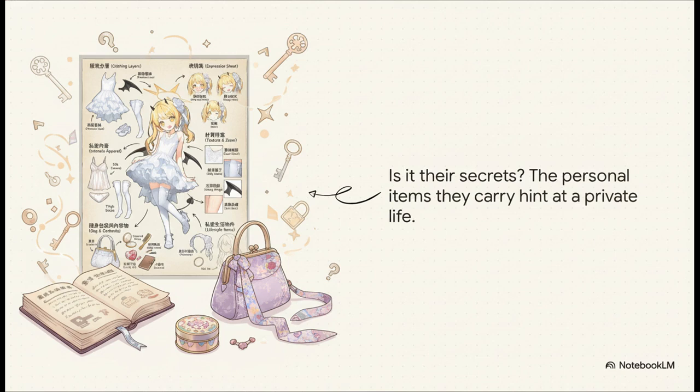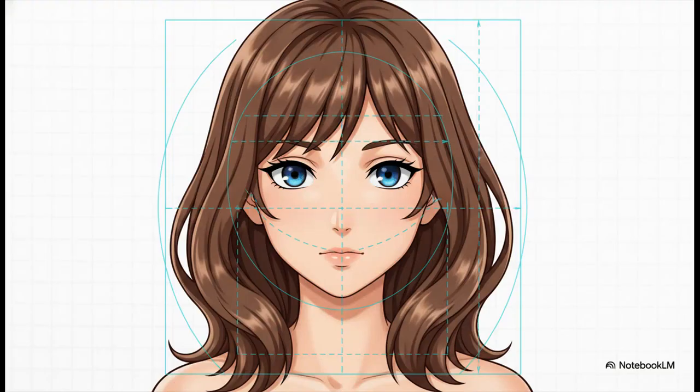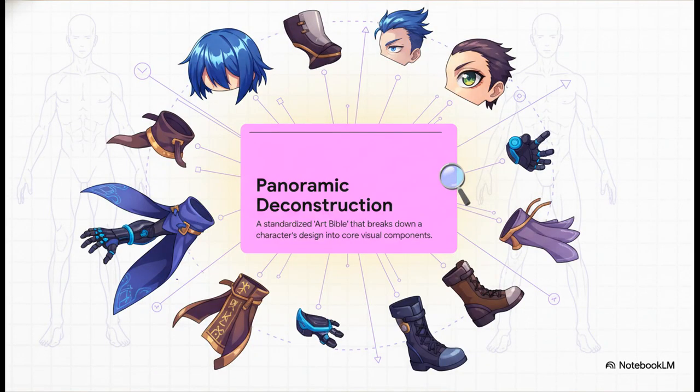So, what's the thread connecting all of this? Well, here's the key. These images aren't just random collections of details. They are meticulously structured technical blueprints. Basically, an instruction manual for understanding a character. The official term for this is a panoramic character deconstruction. Now that sounds pretty fancy, but just think of it like an art Bible. It's a standardized format that breaks a character down into their core visual parts to tell their entire story without using a single word of dialogue. And today, we're going to learn how to read it.